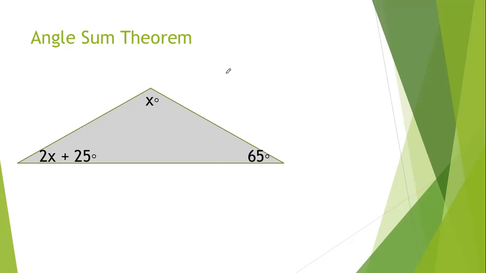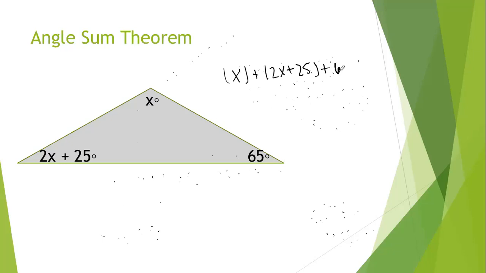Okay. What did we say before? And this is when I would write notes on my paper. What did we say before about these three angles? What should they add up to equal? 180. So I'm going to set that up. X plus 2x plus 25 plus 65 should all equal 180. All of these added together should equal 180.